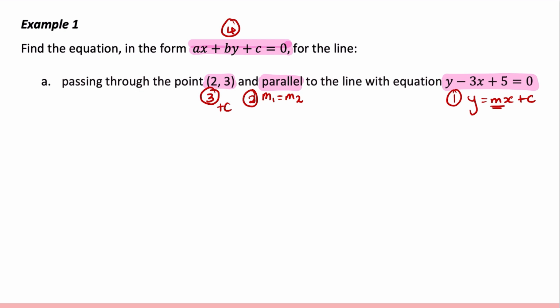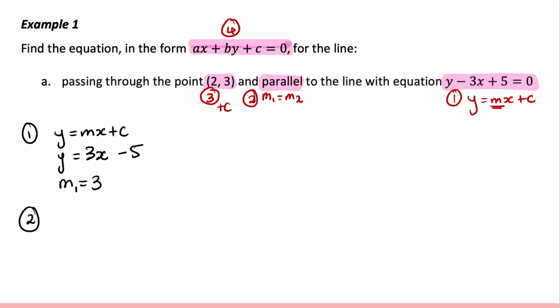So following my little flowchart that I've created, the first step is to get it into the form of y equals mx plus c so I can figure out what the gradient is. So I'll just take the 3x over and the 5, which will make it a negative, so I can very clearly see that m in this case is equal to 3. Now, if we call that m1, because that's my original line, step 2 is to figure out what the second line's gradient is going to be, so m2. So I know that m2 will be equal to m1 if they're parallel, therefore m2 will be equal to 3.